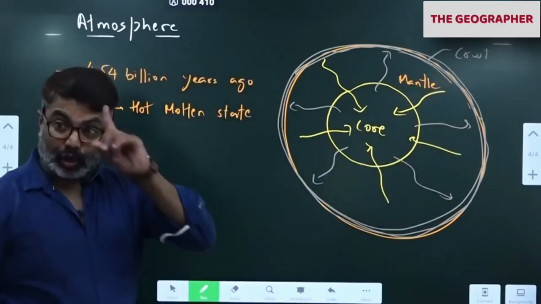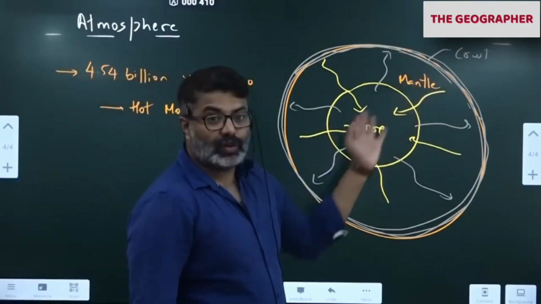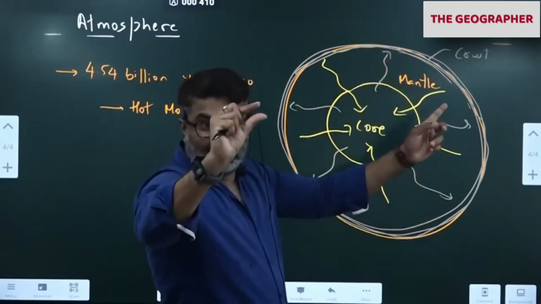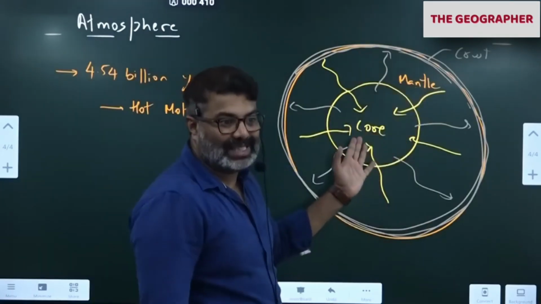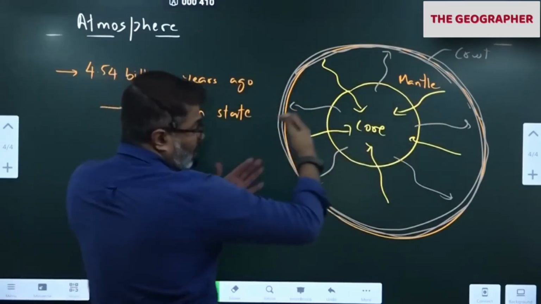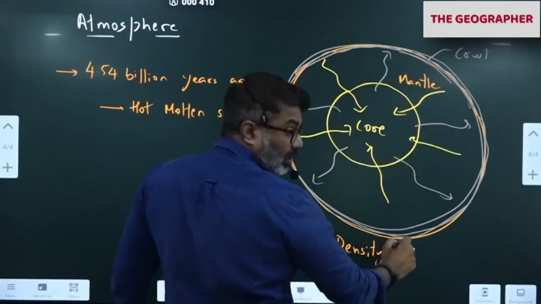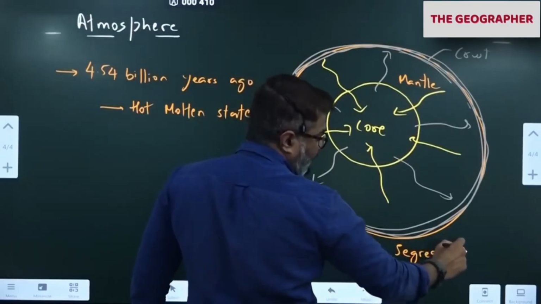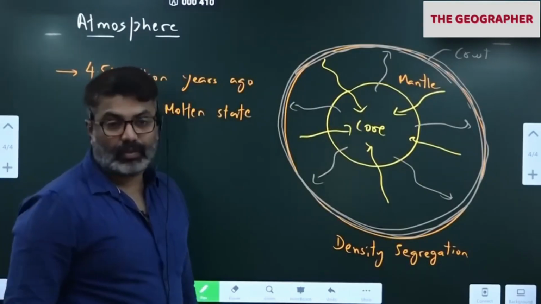All of you know this, geomorphology class. We have discussed how the three layers were formed. Crust is the outermost low density, thin layer. Mantle is the intermediate layer. Core is the innermost dense layer. After the formation of the Earth, the minerals slowly got segregated, and we call this density segregation. Remember the first class, density segregation. This led to the formation of three layers.